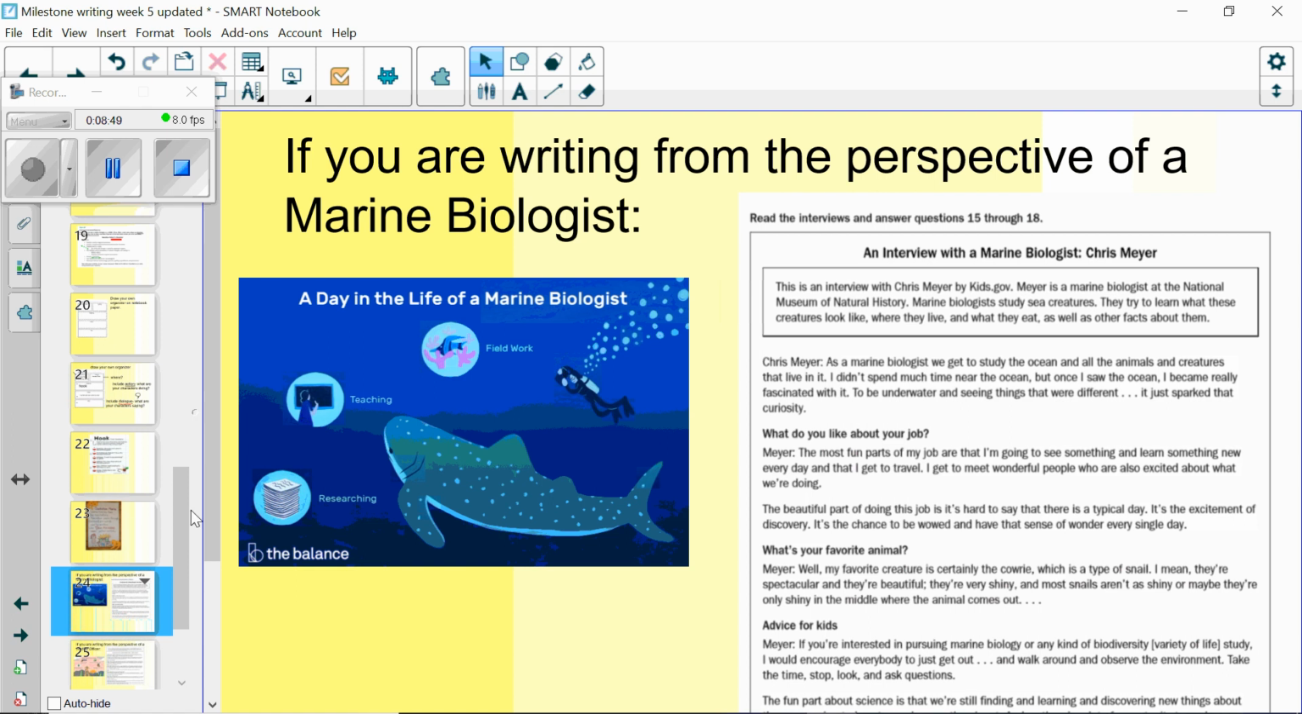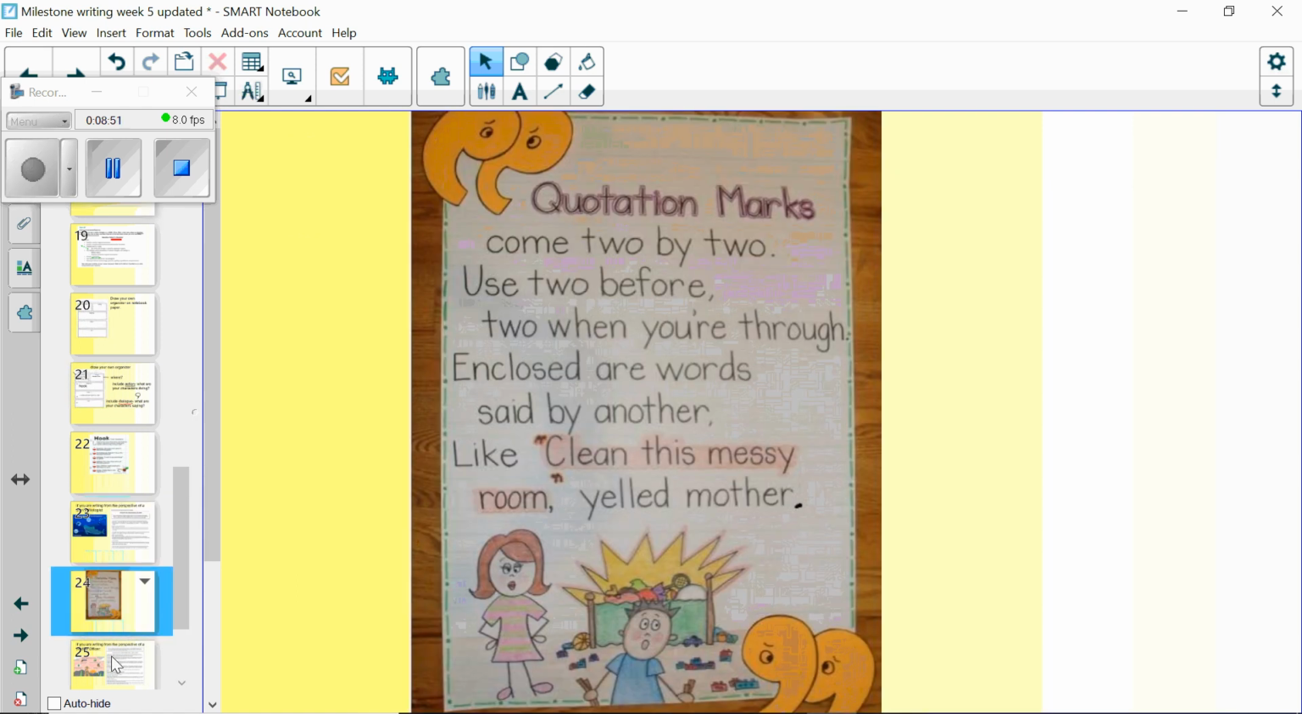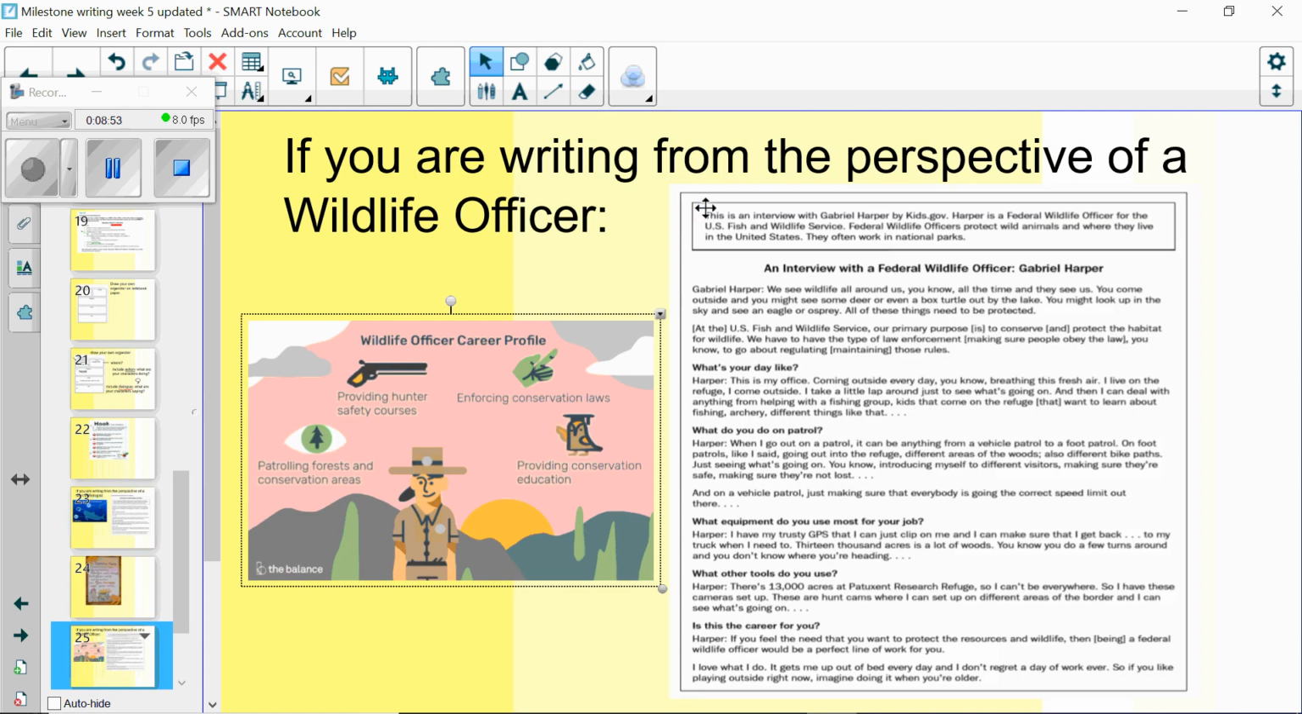If you are writing from the perspective of a wildlife officer, you're going to use an interview with the federal wildlife officer, and you're going to remember that a day in their job includes they patrol the forest, they provide hunter safety courses, they enforce conservation laws, and then they provide conservation education. So they're teaching people how to conserve and how to keep the state parks clean and make sure they stay around for a long time.